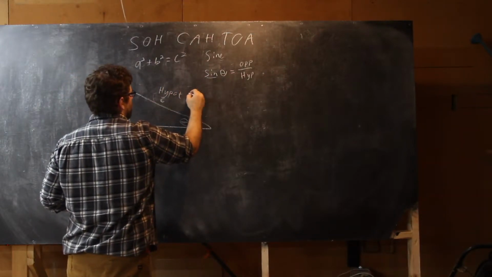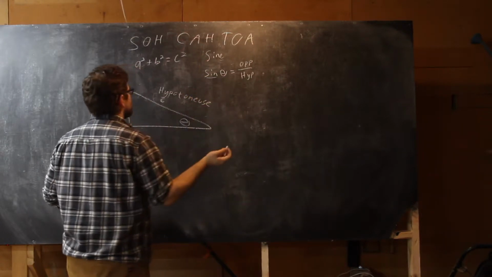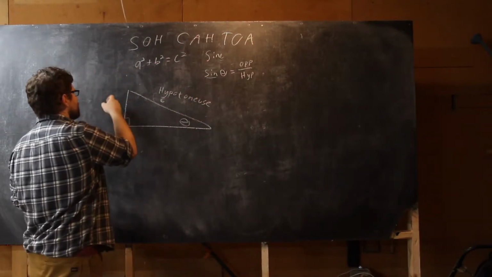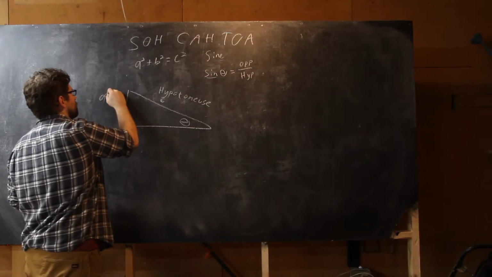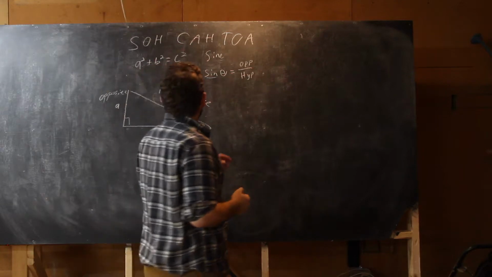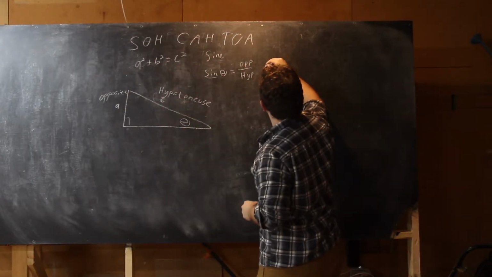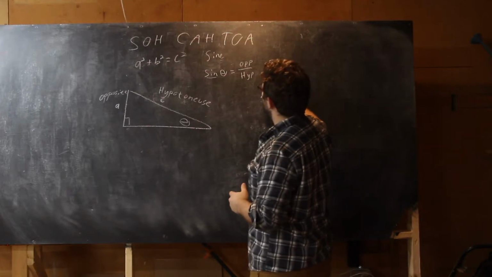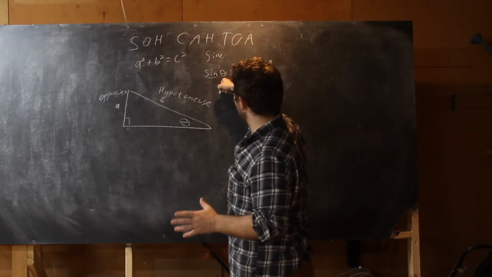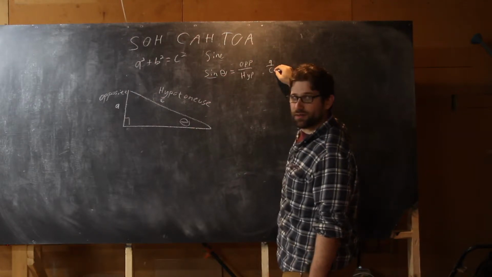I'm going to spell this wrong. Hypotenuse. Something like that. And then this is the opposite. I'm probably going to spell opposite wrong too. I'm a physicist, not a language arts teacher. So we can also represent this by saying A over C.